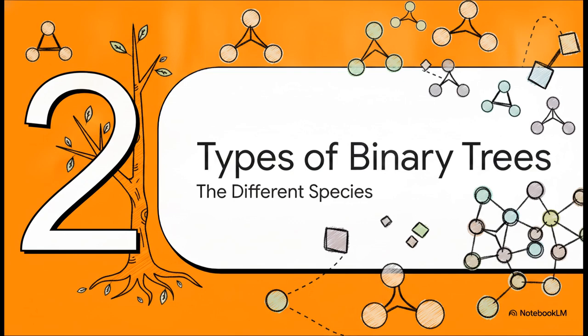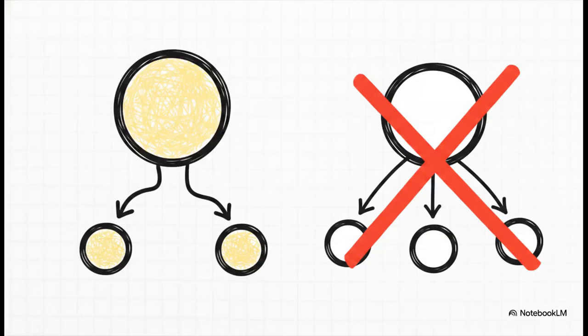Moving right along to Section 2, the types of binary trees, or as I like to call them, the different species. First things first, before we look at the species, we have to understand the golden rule of binary trees. Every single node has at most 2 children. That's it. The word binary strictly limits our structure here. A parent node can have 0 children, 1 child, or exactly 2 children, and we specifically designate those as a left child and a right child. It can never, ever have 3.